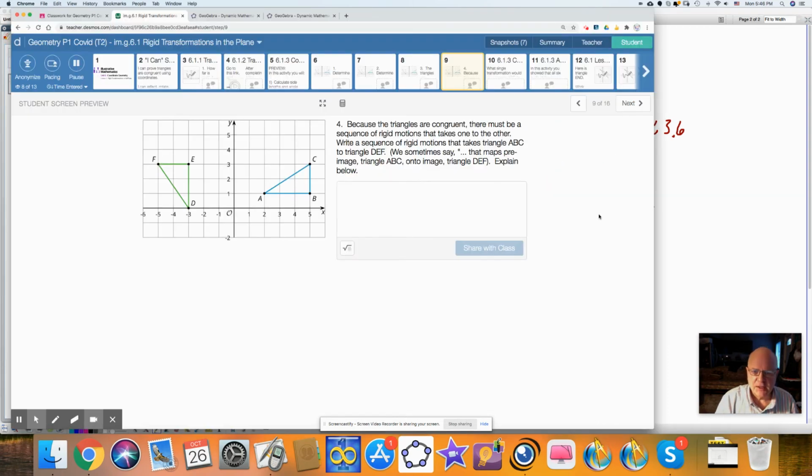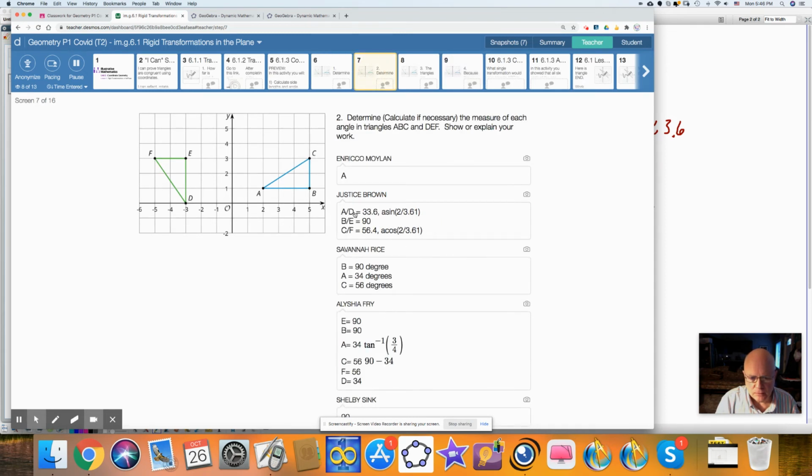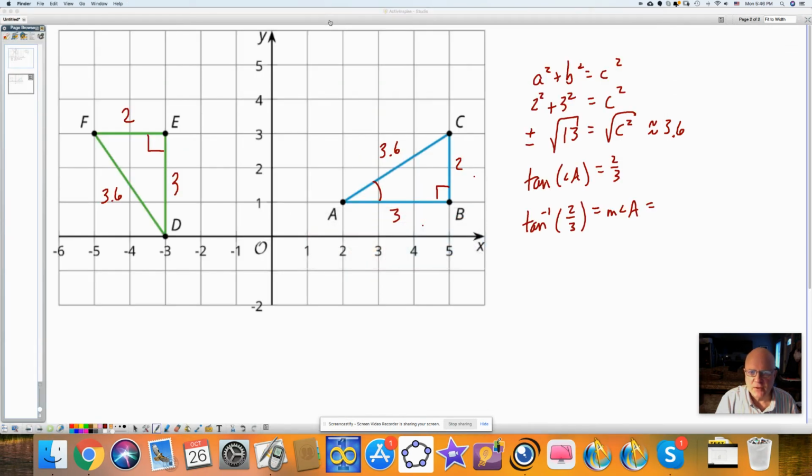Let's just check, see what some of the other students said. Some of my students said it was 33.6. So we'll round it to the nearest degree, 34 degrees.